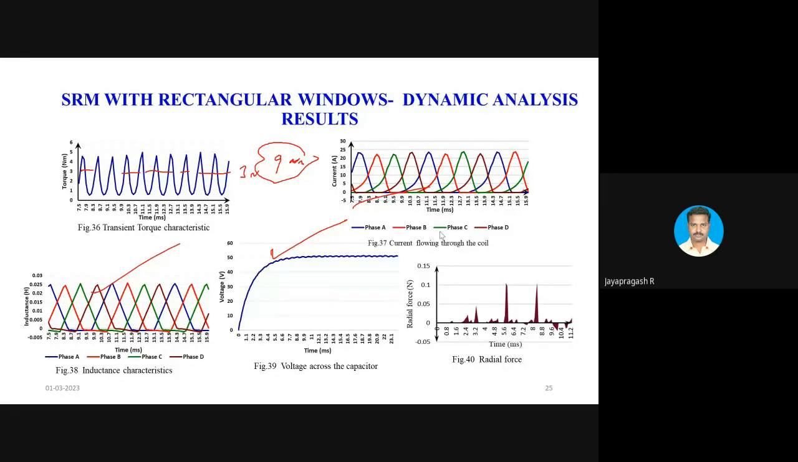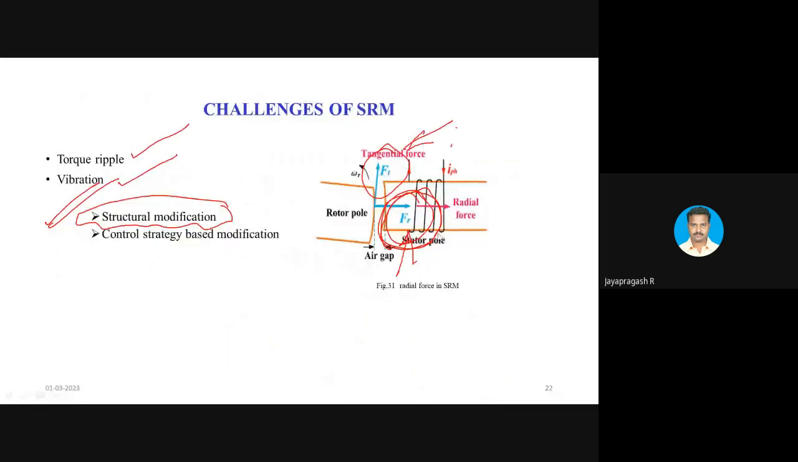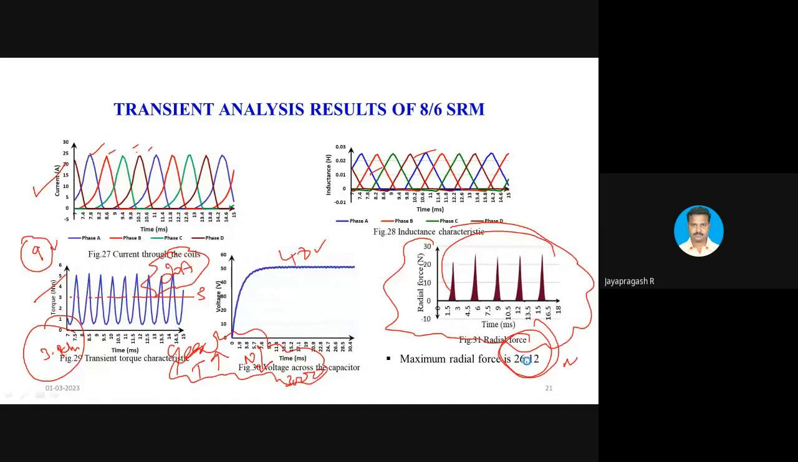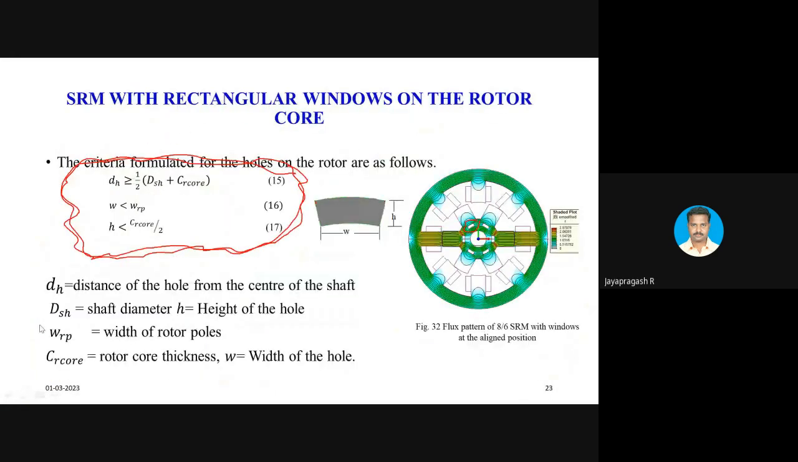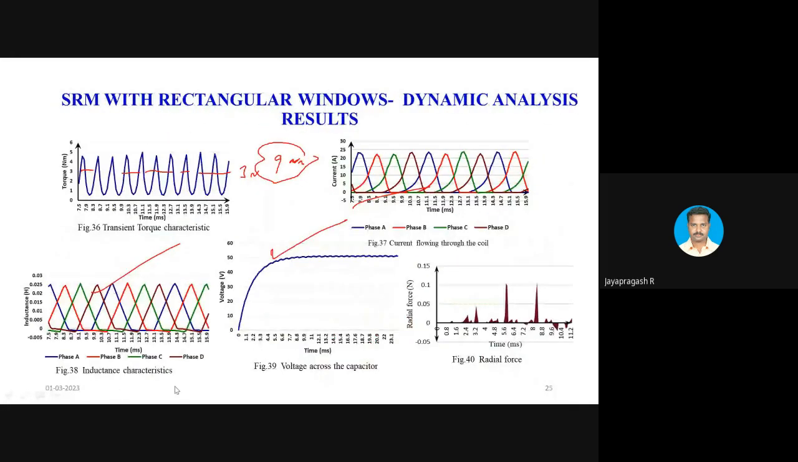Also, look at this: without a window, we found the radial force is 26.12 Newton, which causes more vibration. We even did modal analysis in Maxwell ANSYS and found that there is more deformation in the structure of the machine. By means of the window, we reduced the radial force; it is almost very less. After this, we did modal analysis using Maxwell ANSYS again and found that the deformation is very less. So in this way, you can reduce the radial force.